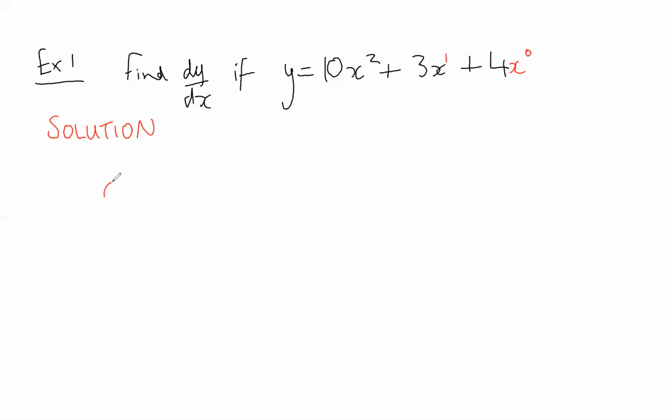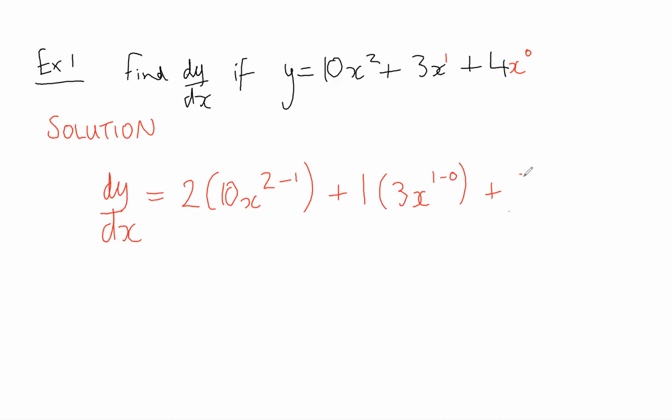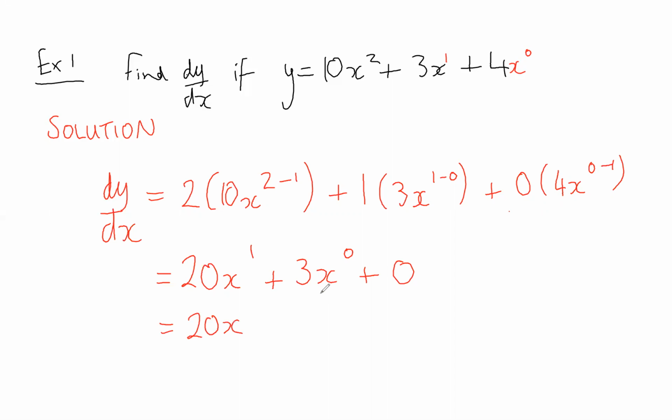Okay, so using our rules of differentiation, okay, the 2 comes down in front, 2 times 10x, 2 take away 1. Okay, I'm not going to do this every time, but I'll do it here. So you bring the 1 down, and then it's times by 3x to the 1 take away 0, and then you bring the 0 down, and that's 4x, 0 take away 1. So putting this all together is 20x to the 1 plus 3x to the 0 plus 0 times anything, and then we don't write it like that, we just write 20x. Remember, x to the 0 is 1, so 20x plus 3.